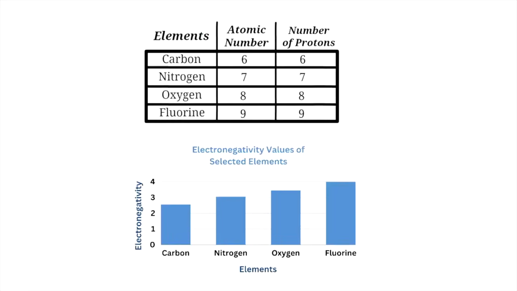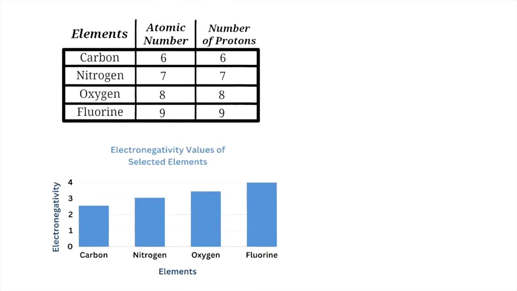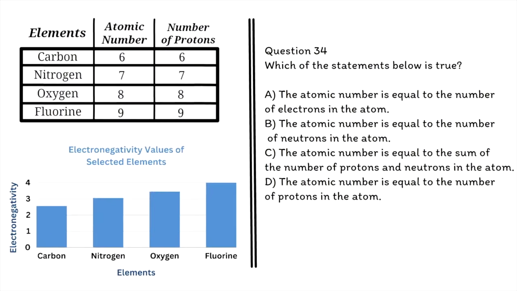The table and the corresponding graph display various properties of selected elements. The table lists the atomic number and number of protons of each element, while the graph displays the electronegativity values of the elements. Use these to answer the following questions. Question 34. Which of the statements below is true? A. The atomic number is equal to the number of electrons in the atom. B. The atomic number is equal to the number of neutrons in the atom. C. The atomic number is equal to the sum of the number of protons and neutrons in the atom. D. The atomic number is equal to the number of protons in the atom.